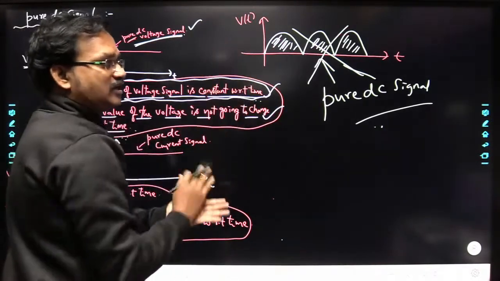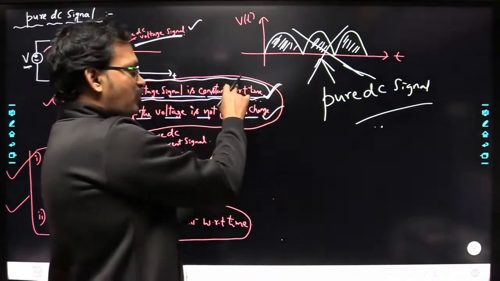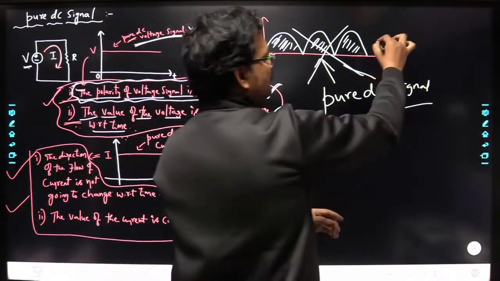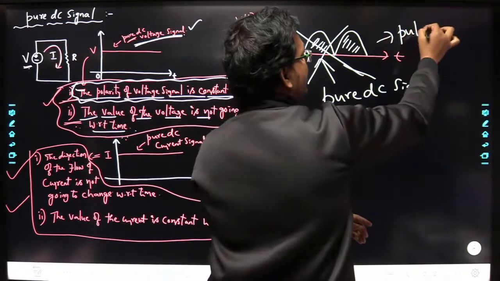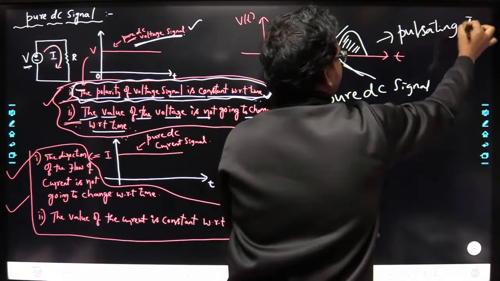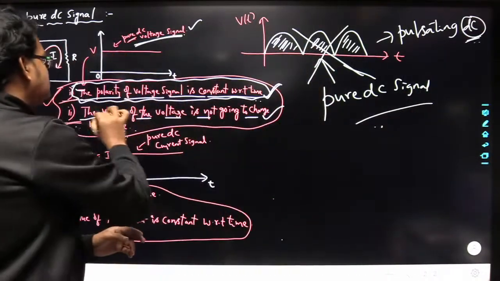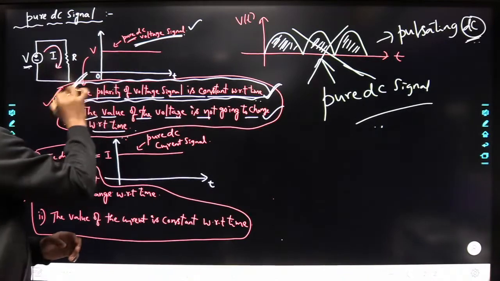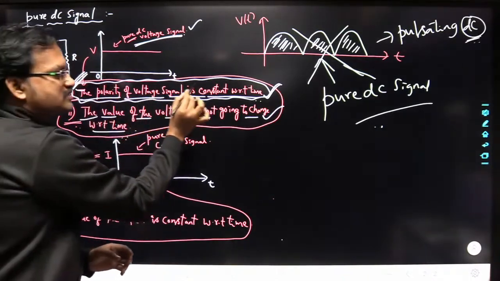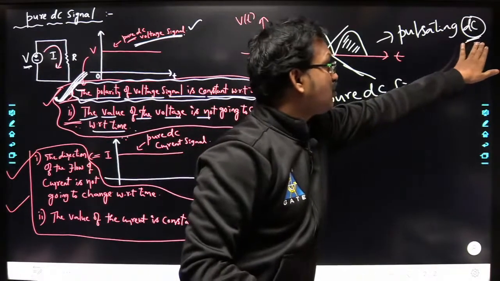So that's why it is not a pure DC signal. Here it is satisfying only one property of the DC signal, so we simply call this pulsating DC. Why are we calling it DC? Because it is satisfying this property, that the polarity of the voltage signal is constant with respect to time.